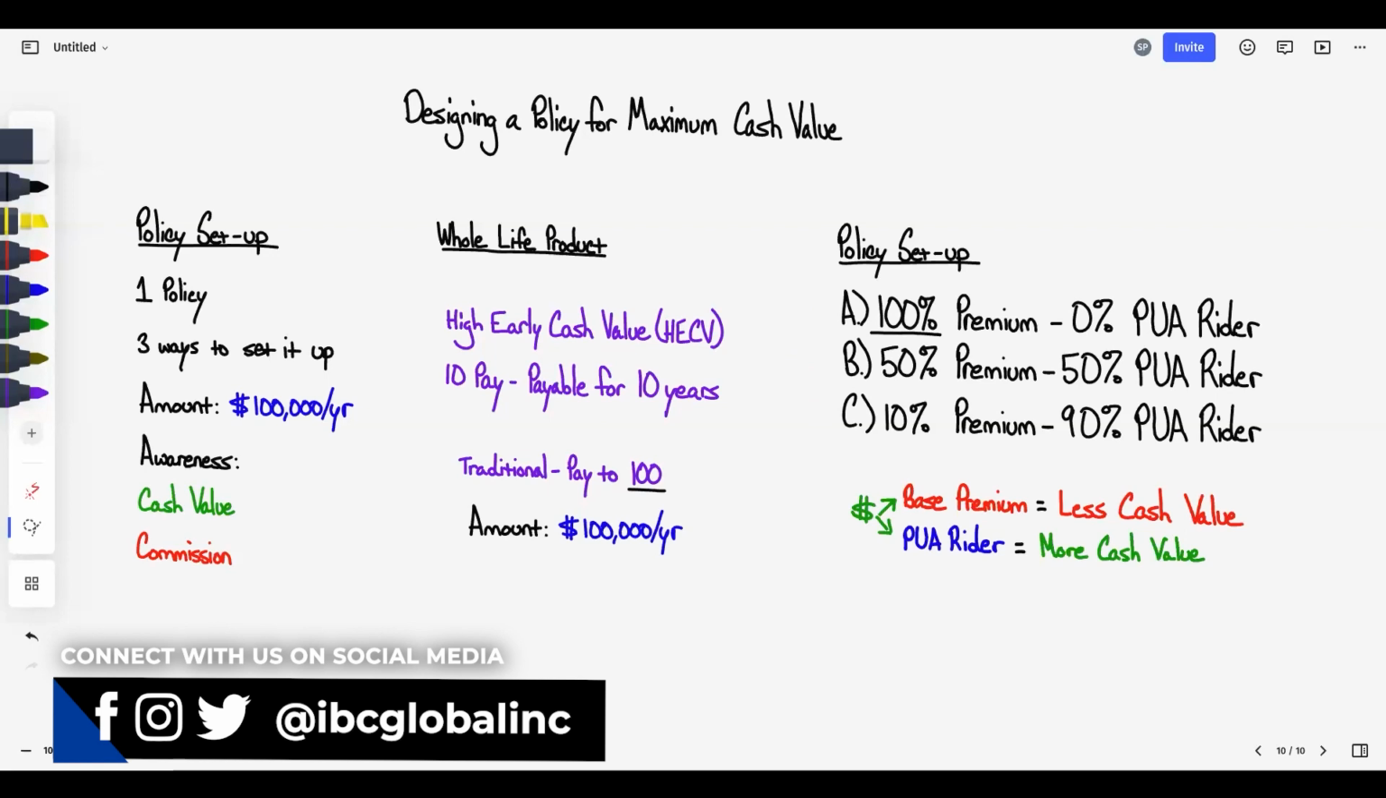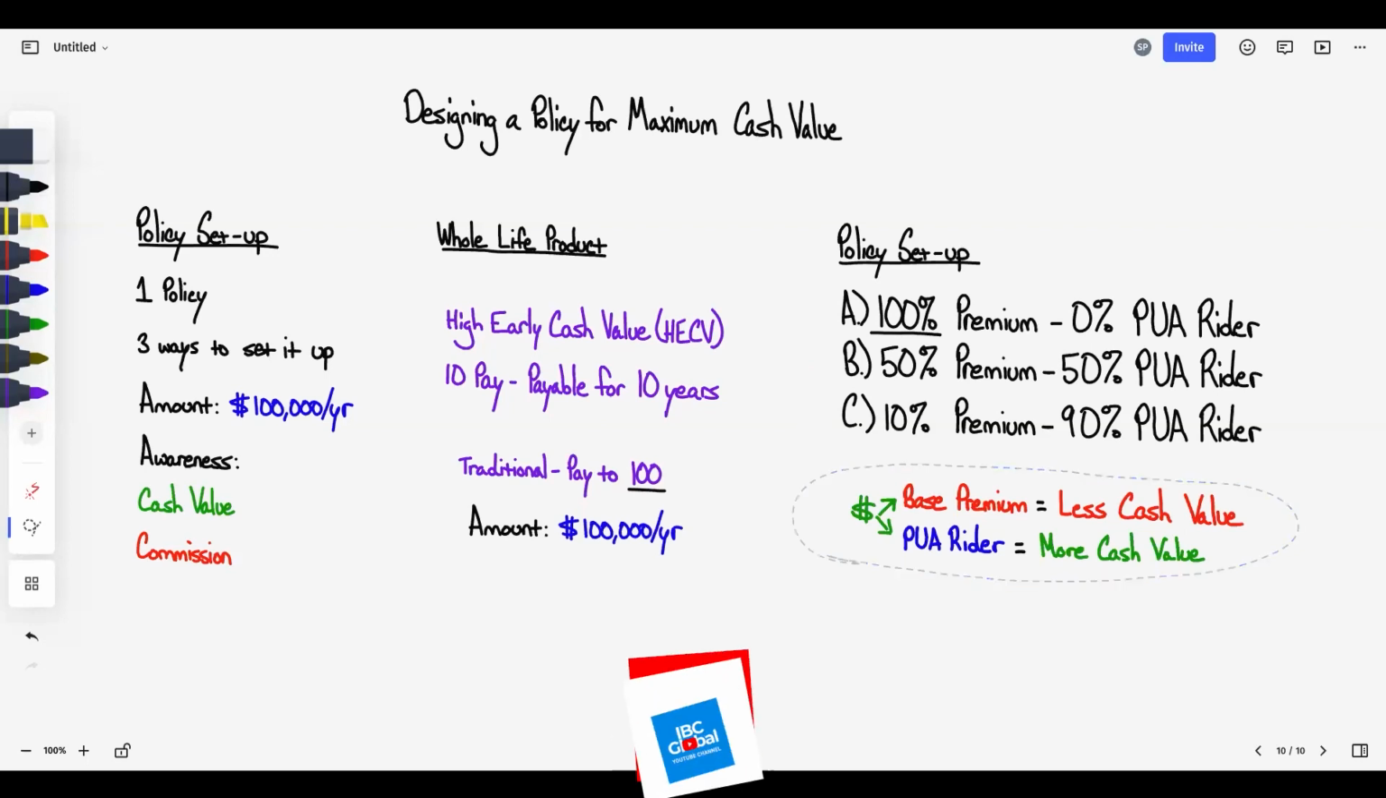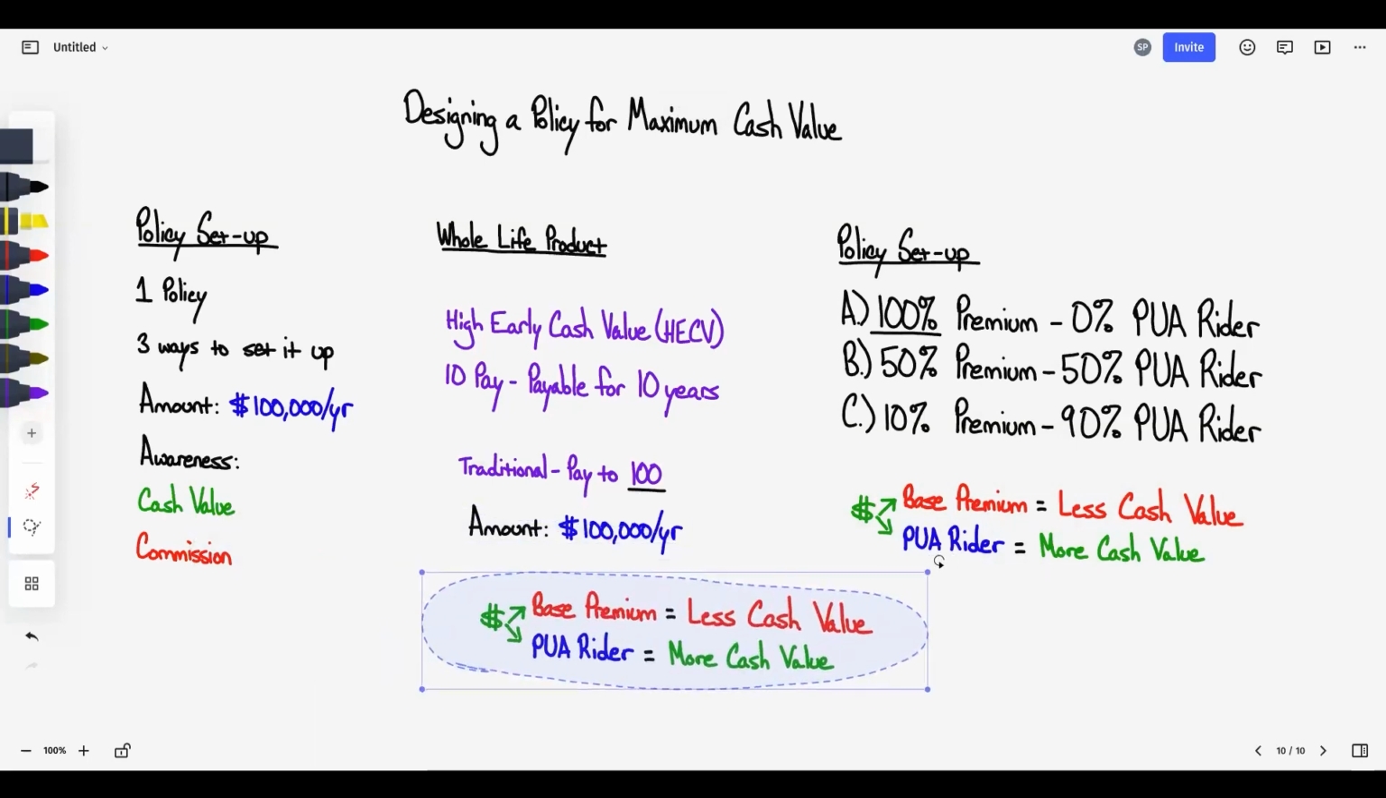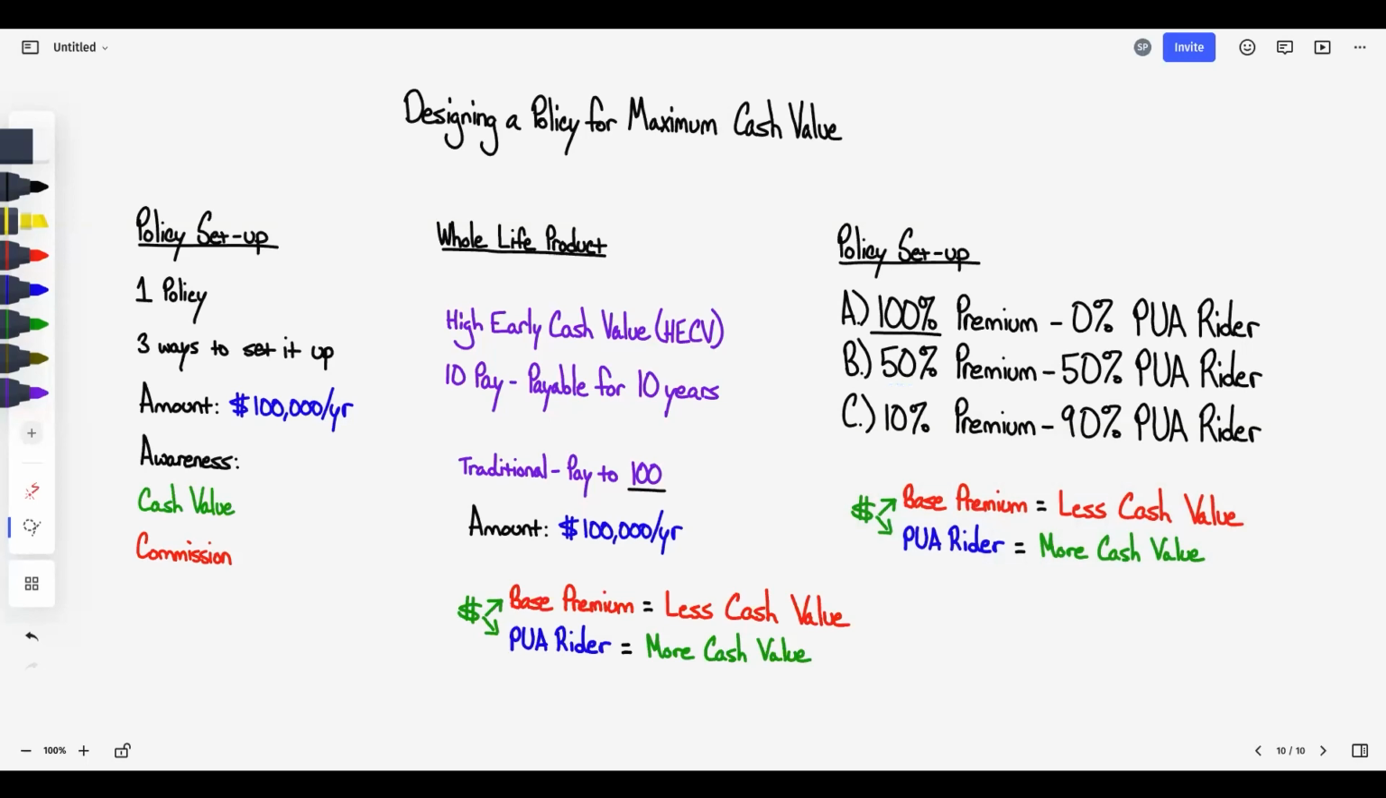the different designs. Now, in our last video, and a lot of our videos for that matter, we talked about this, designing the policy and really going over the differences of a policy where I have 100% of my money going toward the premium, or 50%, or 10% of my money going toward the premium. And if my goal is to maximize cash value, what I want to do is reduce that premium as low as I can based on the limits that the life insurance company offers and maximize this PUA rider in order to maximize the cash value while keeping my cash flow the same. That's the big thing there.